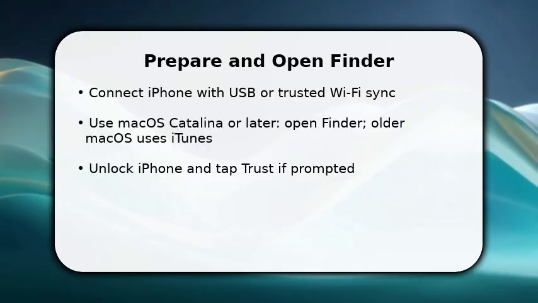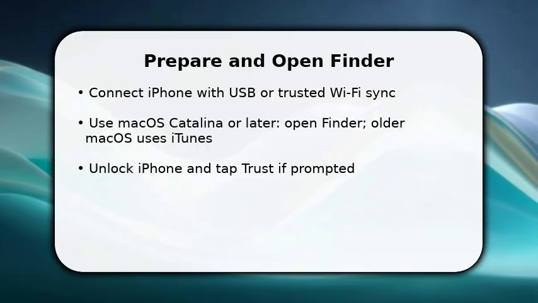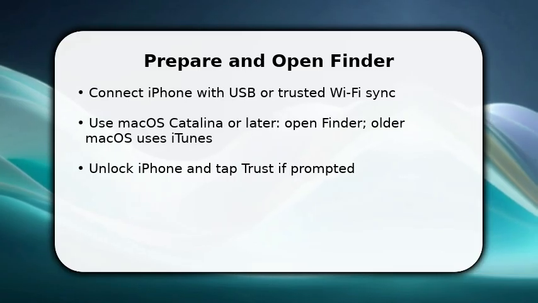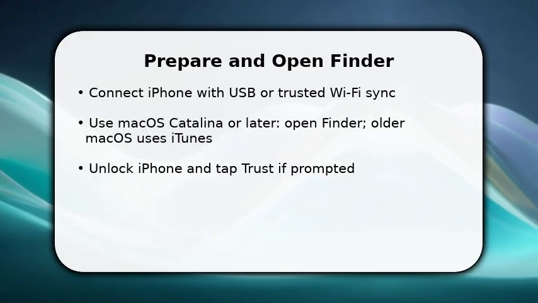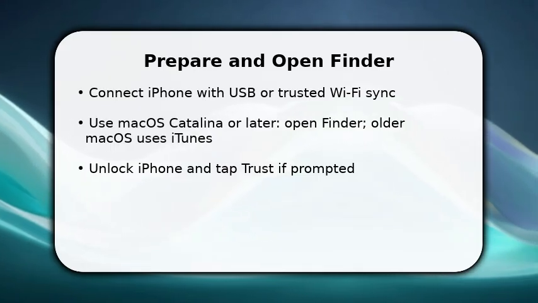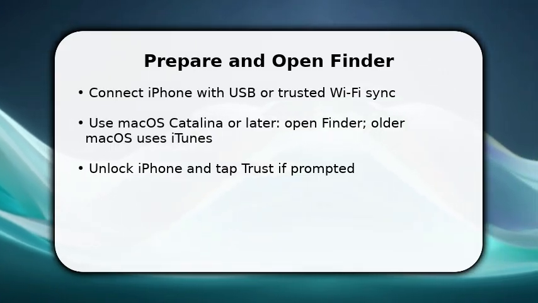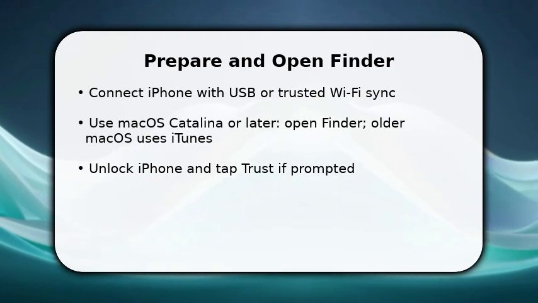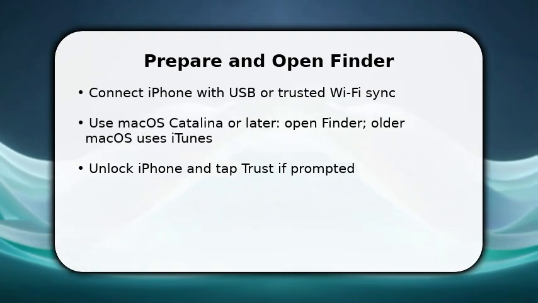Make sure your iPhone is unlocked, and if a trust prompt appears, tap Trust and enter your passcode on the phone. This establishes the secure connection so your Mac can access device data. Now look for your iPhone listed in Finder's sidebar under Locations and click it to proceed to backup options.